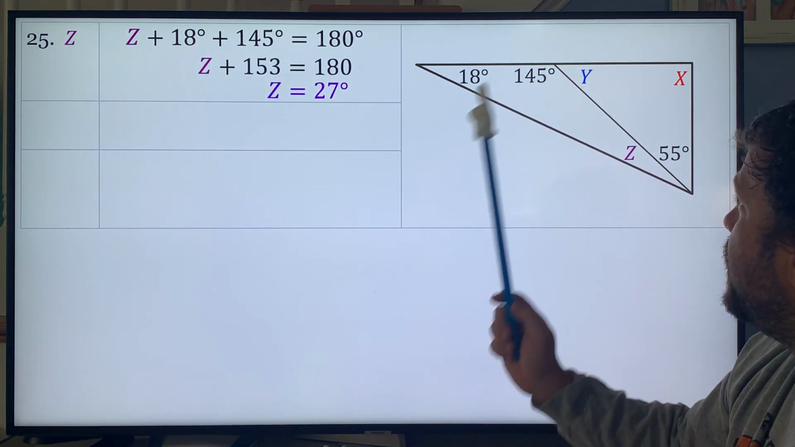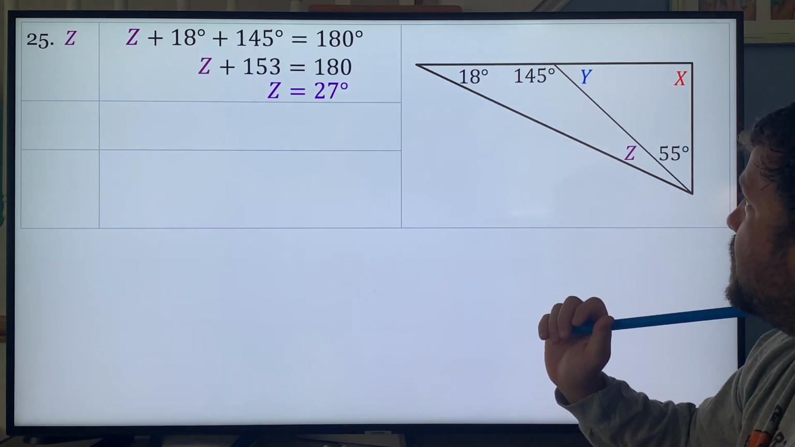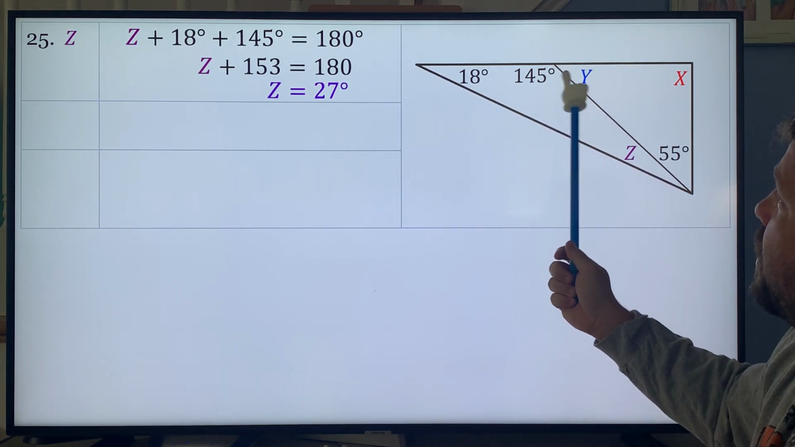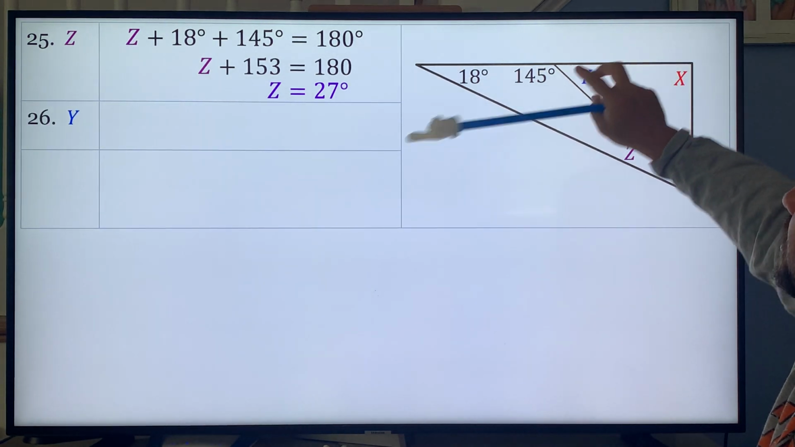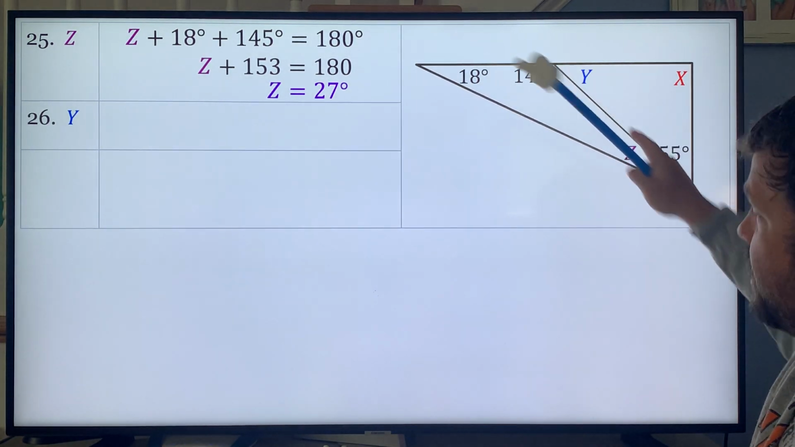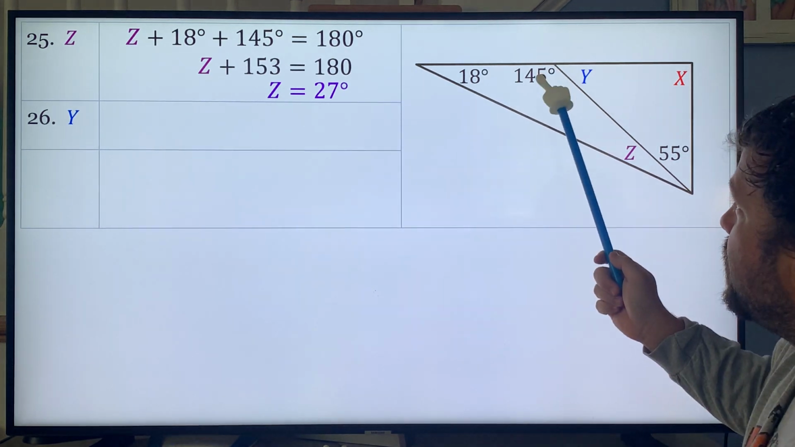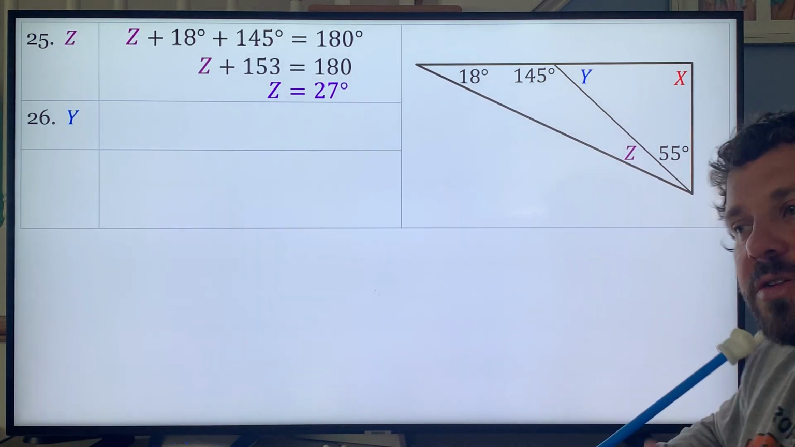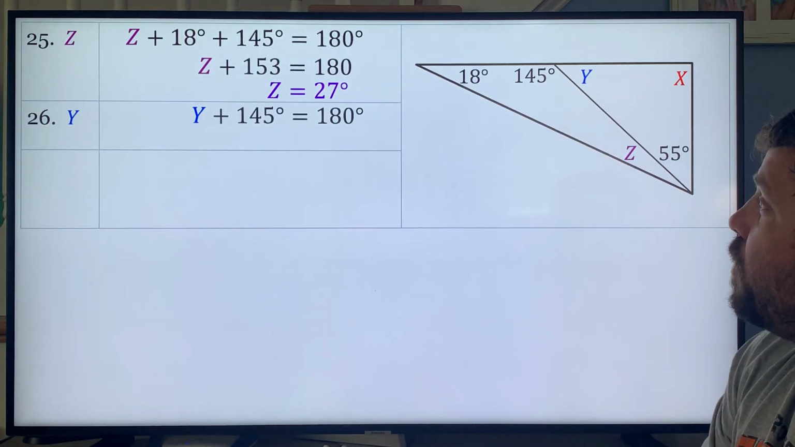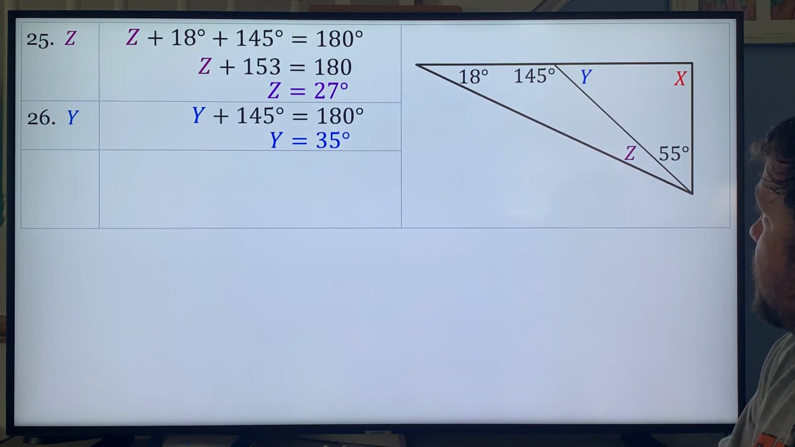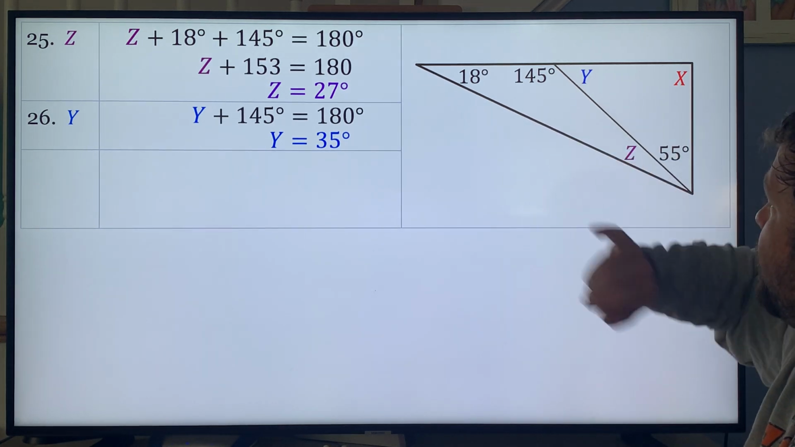All right, next one. How are we going to find X, Y, and Z? Well, watch this. What do we know about Y? Y and 145. That's a what? Straight line. These two angles are on both sides of a straight line. So these two things are a linear pair. Linear pairs are supplementary angles that are adjacent, so they add up to 180. Y plus 145 is 180, so this angle is 35. So you got 35 here.